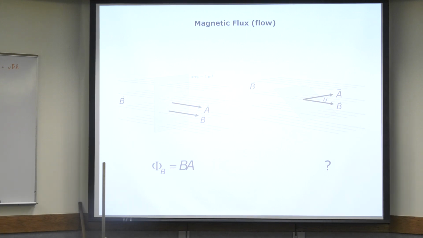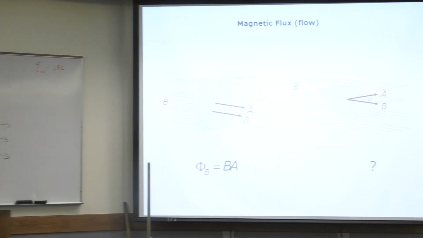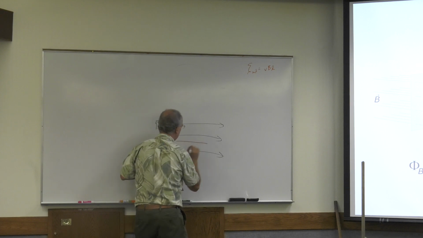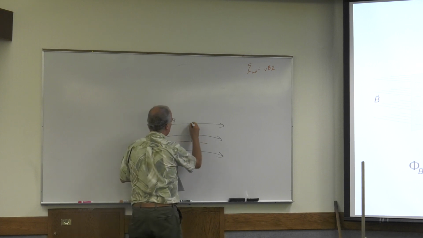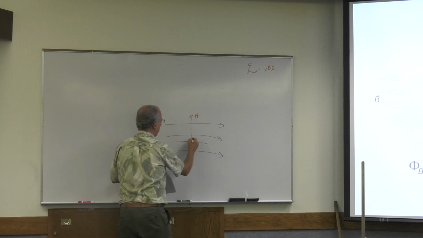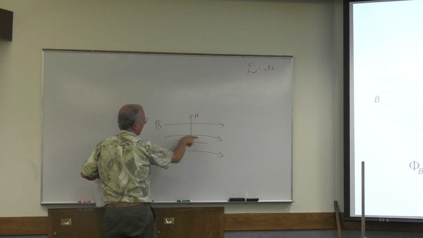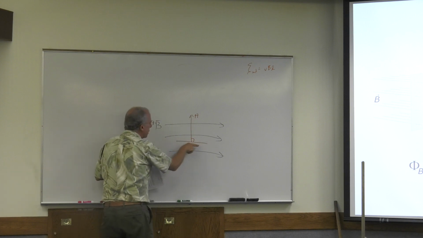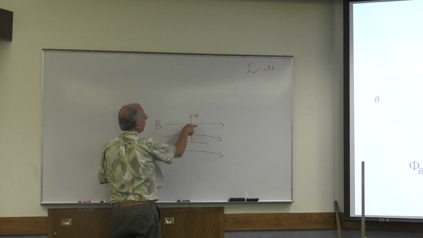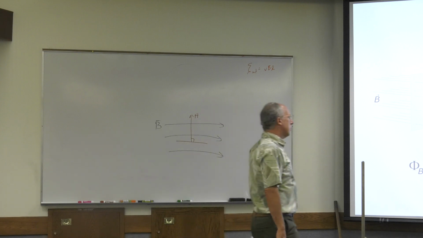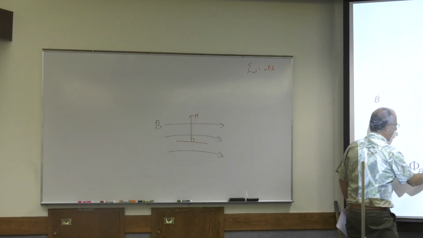And again, let's do the other one too. Let's say that's the B, so we have all these B lines, and then let's say we rotated the plane even more, so the plane is like this, right? So therefore the A vector is like that, because remember the A vector is perpendicular to the plane. So how much flux is getting through if the plane is parallel to the B, but the A is perpendicular to the B? 0.